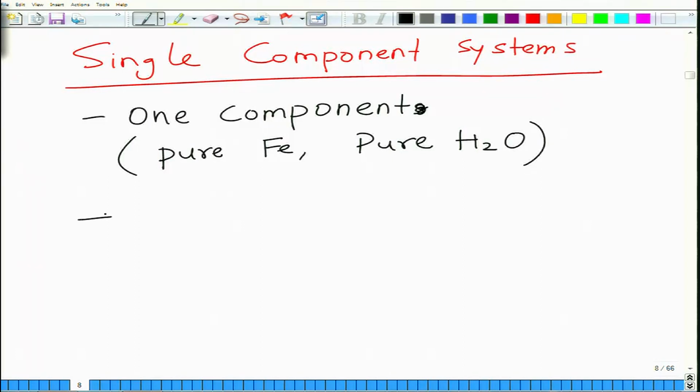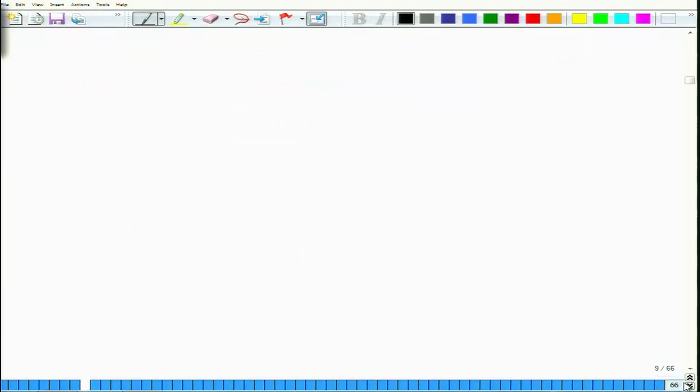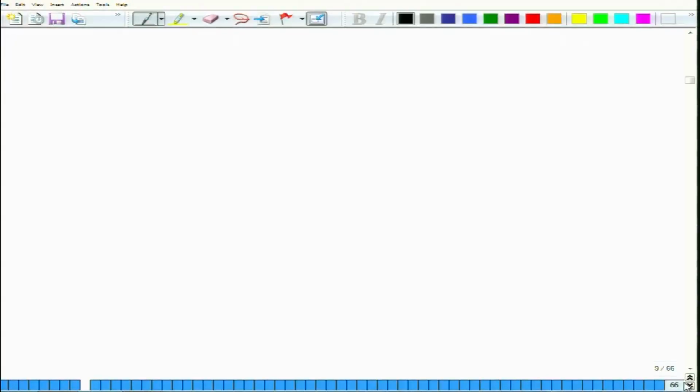So, basically in this case, since you have only one component, the thermodynamic variables are temperature and pressure. These are the two important variables that we have, and we will see some example of this. So, let us see. So, basically what we do is that we want to predict the phase stability as a function of temperature and pressure for single component system. So, let us first look at how the free energy varies as a function of temperature.